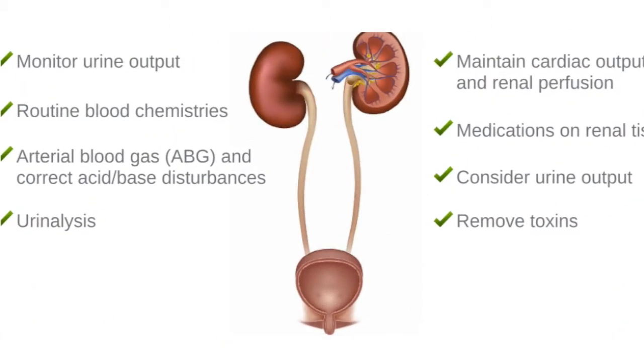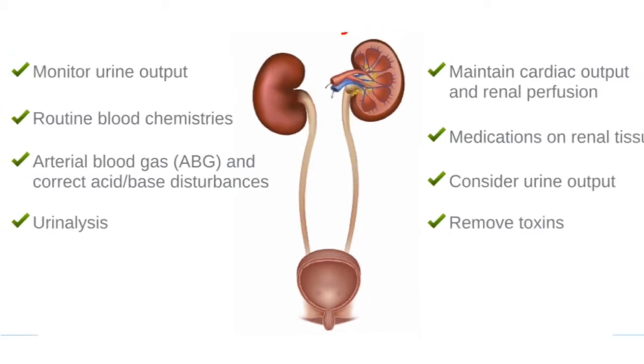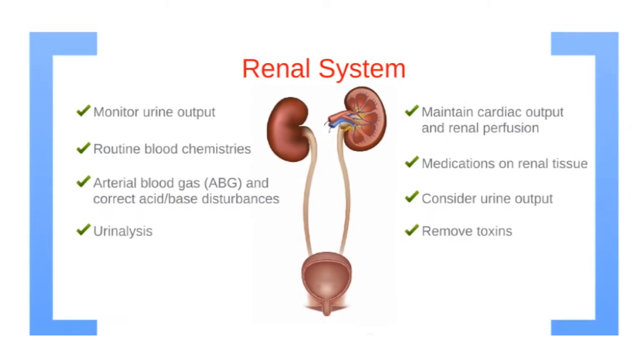Now let's discuss post-resuscitation for the renal system. Monitor urine output. Low urine output could indicate pre-renal conditions such as low intravascular volume caused by fluid shift. Exceedingly high urine output could indicate neurological or renal damage. Monitor routine blood chemistries, ABG and acid-base disturbances, and urinalysis. Maintain cardiac output to promote renal perfusion. Don't forget to consider the effect of medications on renal tissue, the impact of fluid resuscitation, and the effects of toxins.